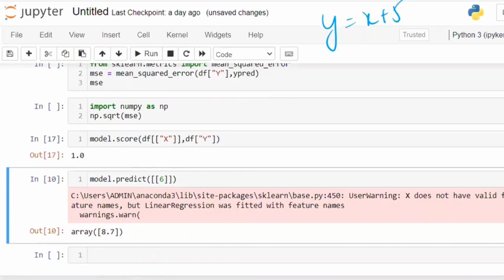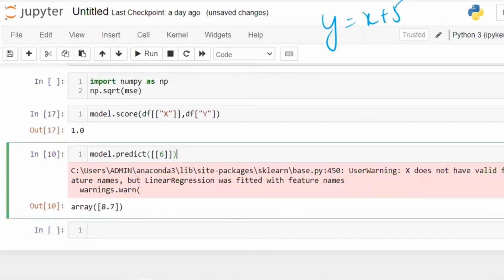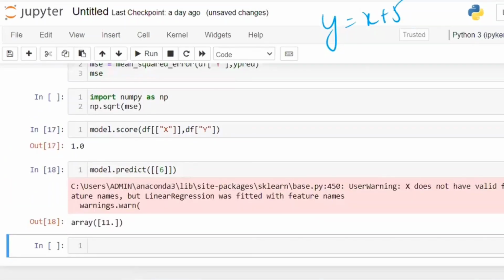Now, model.predict on 6, miss, the answer is 11. With 100% accuracy, I can say it is 11. If the data set is like this, 1, 2, 3, 4, 5, 6, 7, 8, 9, 10, with 100% accuracy I can predict this one as 11, 100% sure. R square is 100%.